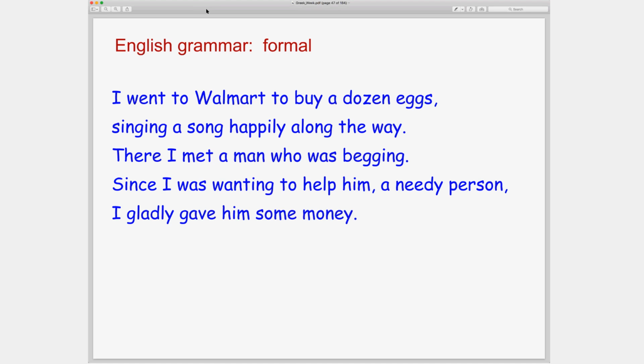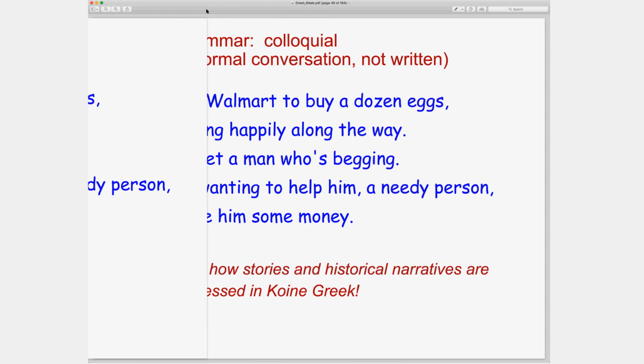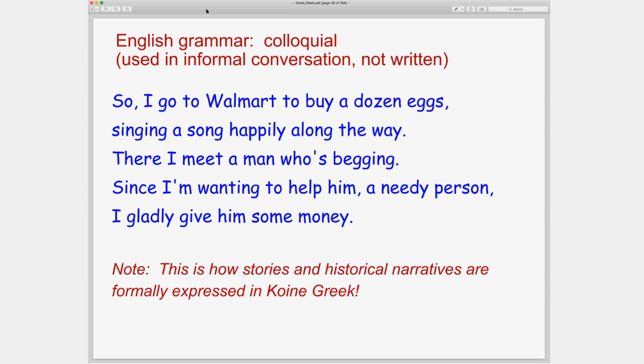So, for English grammar, formal: I went to Walmart to buy a dozen eggs, singing a song happily along the way. There I met a man who was begging. Since I was wanting to help him, a needy person, I gladly gave him some money. That's the example that we've used. But, for example, we have a colloquial way of saying this, a manner of speaking used in informal conversation but not written. So let's suppose that we are having a conversation, and I've already started to betray the point here.